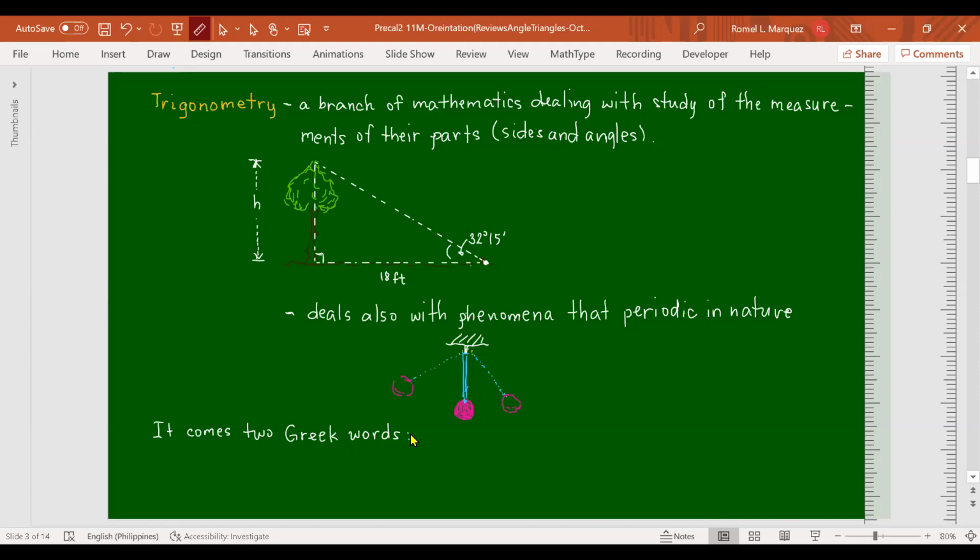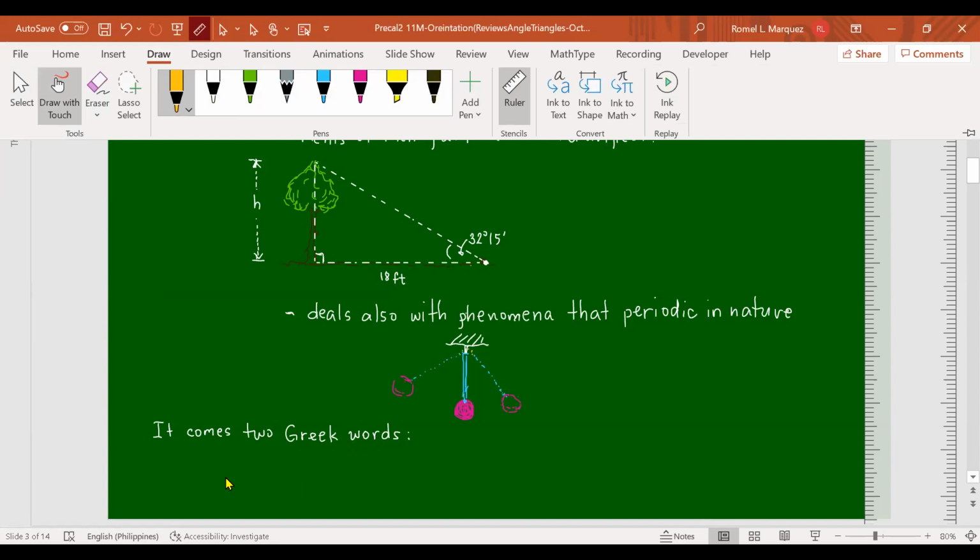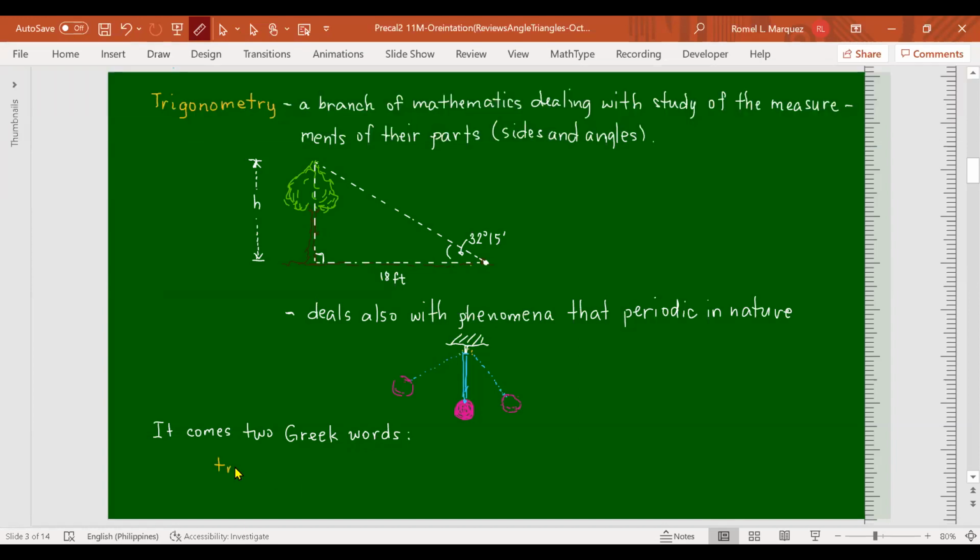Aliyah Mojica po. Sir, narinig po ba ako? Yes. First word po is trigonon, which means triangle. Okay, very good.